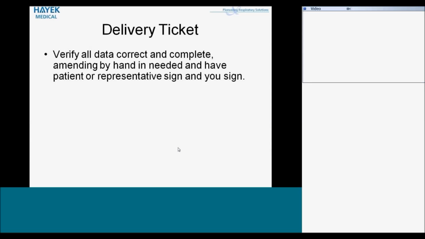Then the delivery ticket: make sure all the data is correct. If you need to amend it by hand, do so, and then have the patient or representative sign and you sign.